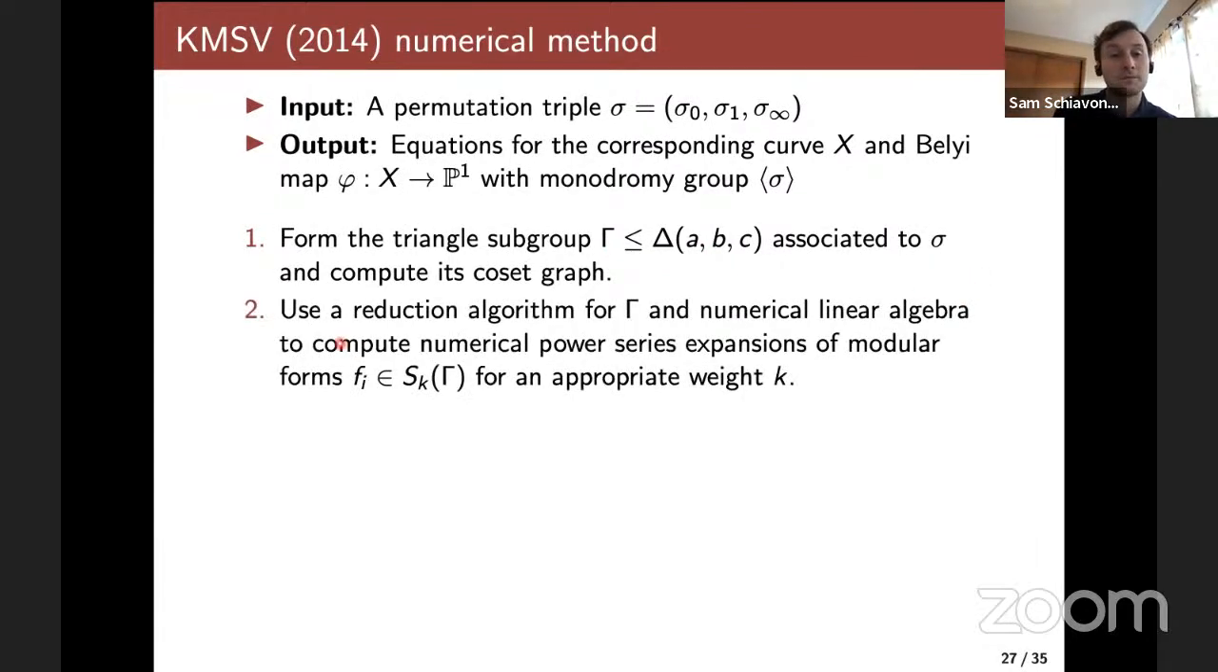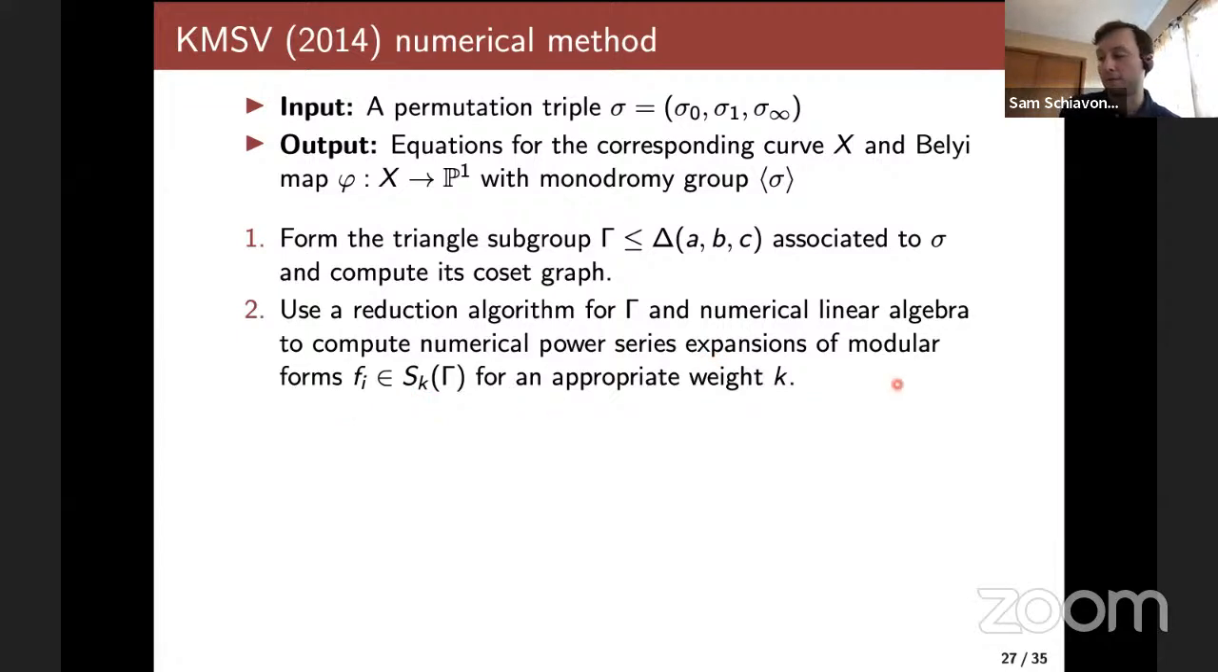Next, we're going to compute modular forms for this triangle subgroup gamma. We're going to use a reduction algorithm for gamma and numerical linear algebra to compute numerical power series expansions of modular forms of an appropriate weight k.